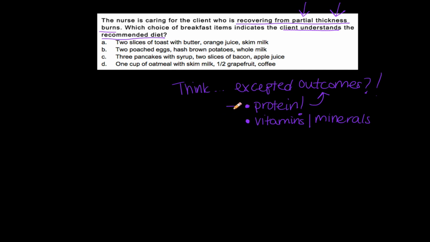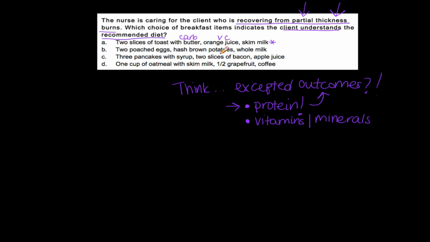So we're focused on protein, right? We know that's what the client needs in this stage. So 2 slices of toast with butter, orange juice, skim milk. If I'm looking for protein, I might say that I can find a little bit of protein in the skim milk, but the orange juice is only going to give me vitamin C, so I'll just put VC. 2 slices of toast with butter, that's really just giving me some carbohydrates, right? But that's not all right. I only have 1 protein there.